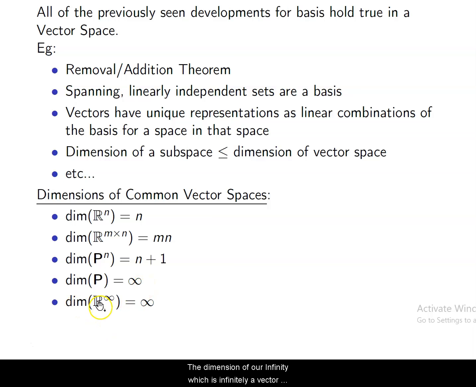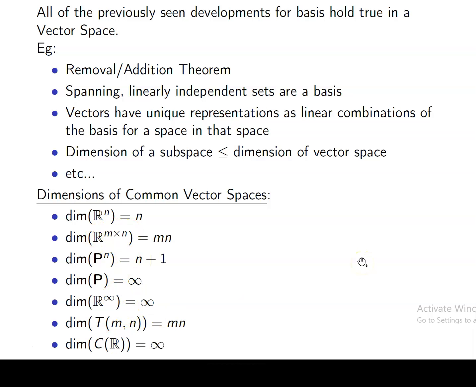The dimension of R infinity, which is a vector with infinitely many components, is infinity. And the dimension of linear transformations from R^n to R^m is m times n, because remember what I said before, this is pretty much the same as this vector space. We call them isomorphic to each other. And the dimension of smooth functions over the real line is infinity as well. Those are the dimensions of common vector spaces.